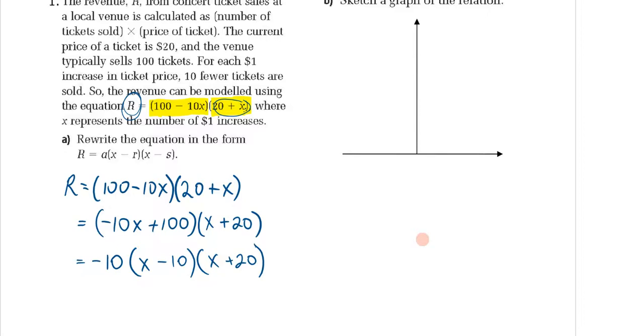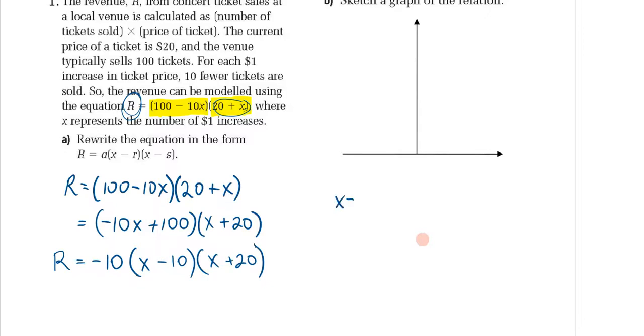Okay, and then by doing this, I get a much clearer factored form that will help me find the x-intercepts. Okay, so let's sketch a graph of this parabola. So x-intercepts, let's start there.